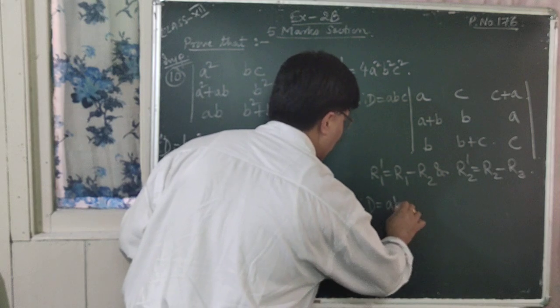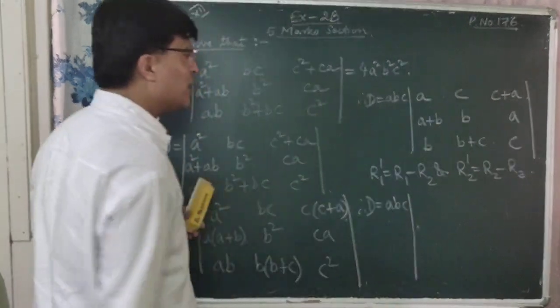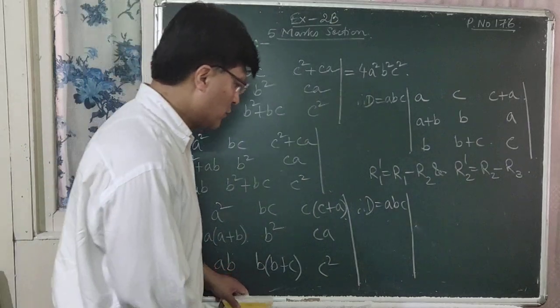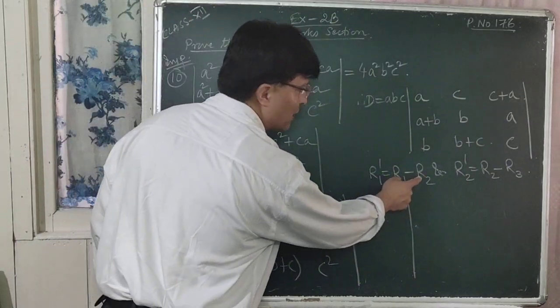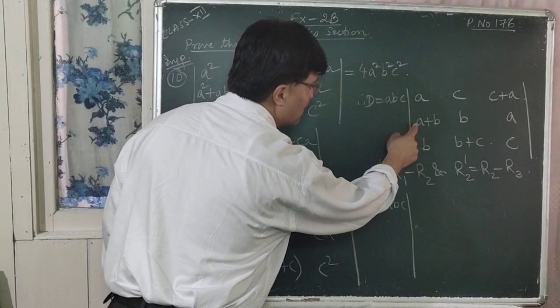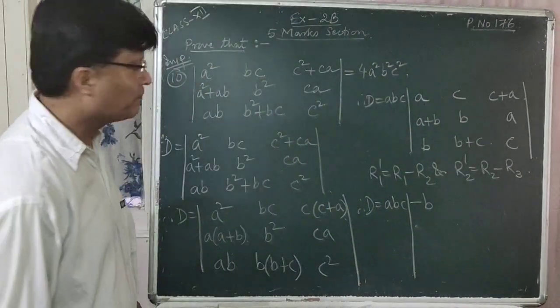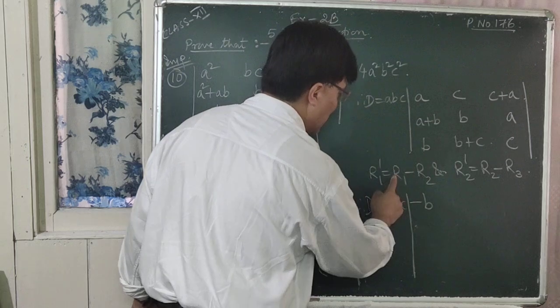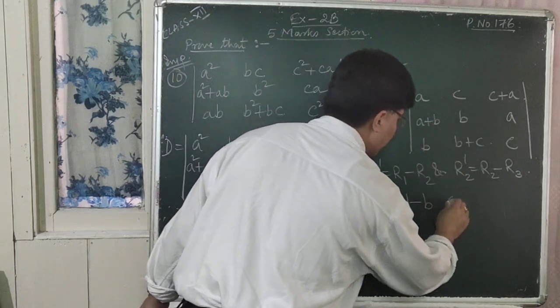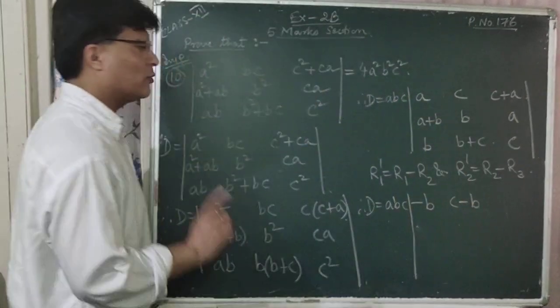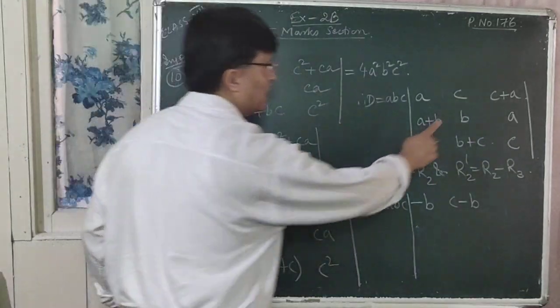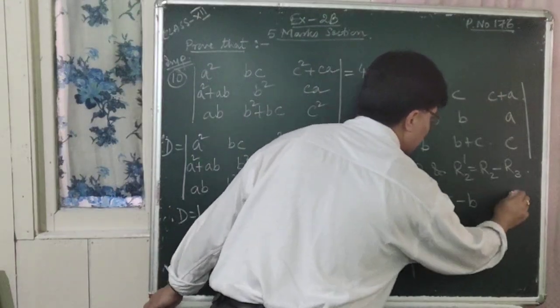So next, D is equal to ABC. Now what is the new first row? So we are using here R1 minus R2. That means A minus B. This will be your minus B, right? Next, R1 minus R2, C minus B. This will be C minus B. Row 1 is changing. Again, C plus A minus A. That is, it is C.